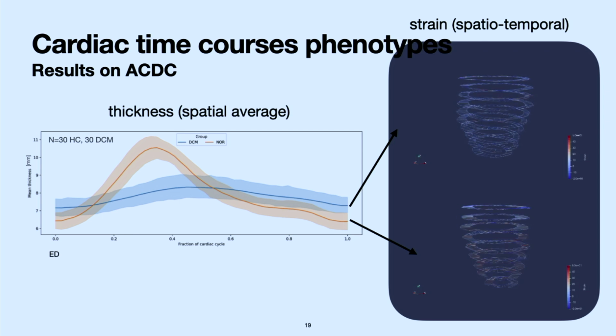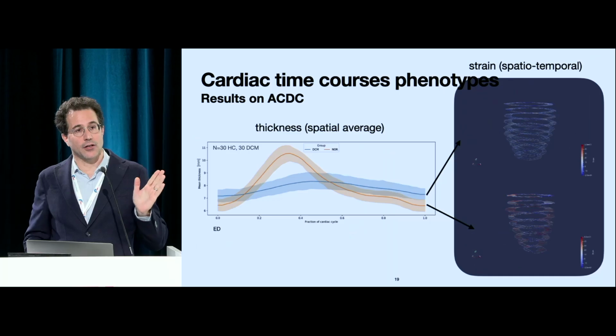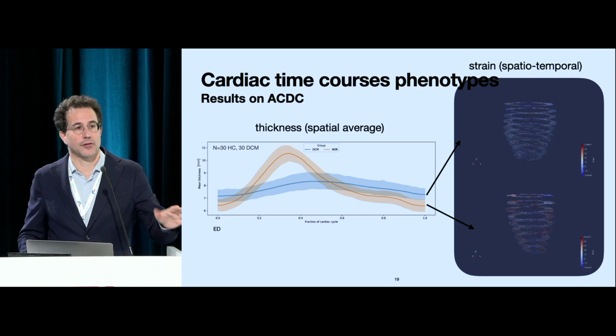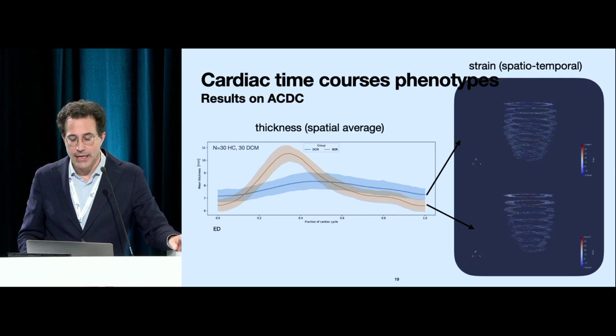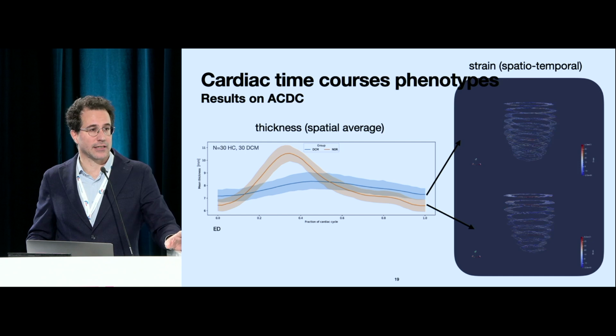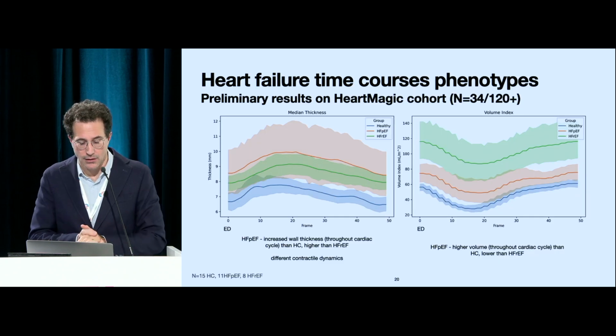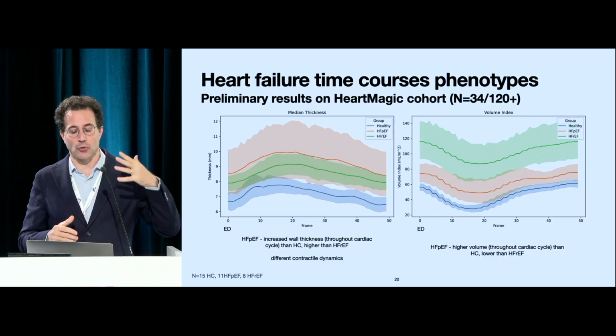So this is on ACDC, just 30 patients for healthy controls, 30 DCM patients. What we did is we also applied it on the HeartMagic cohort. So currently we have around 120 patients in HeartMagic. So this is extremely preliminary data that we're showing kind of for the first time here. But just to show you three groups now.